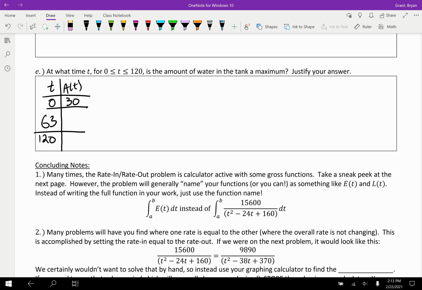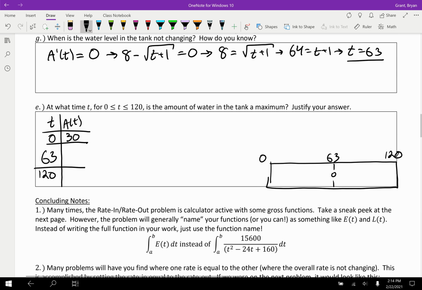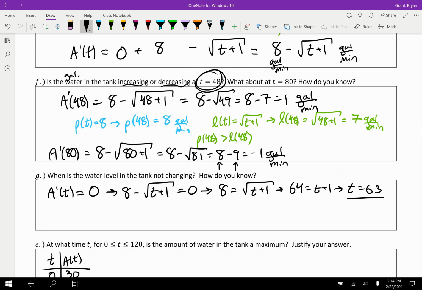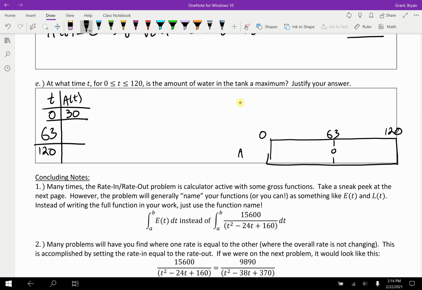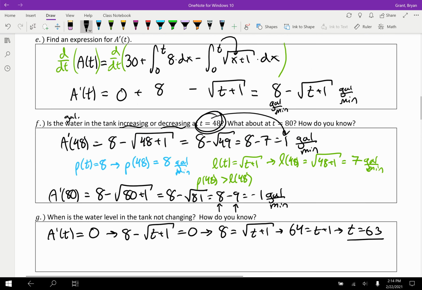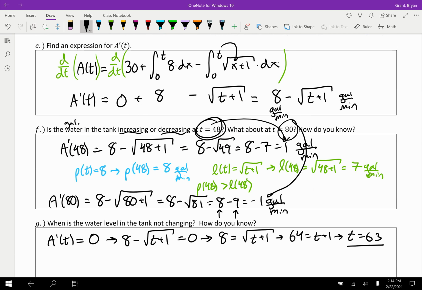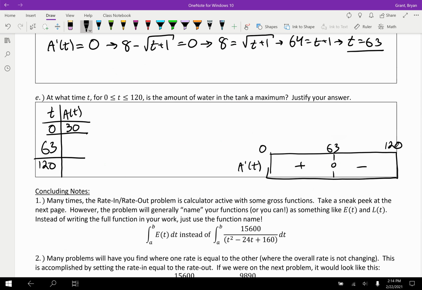And so here's how I do my sign chart, right? I just always like to use the box as my reinforcement here. We're going from 0 to 120. There's 1 critical point. We already found all of this. We know between 0 and 63, 48 is a value there, and I tried 48 in the derivative, right? We're trying to look at the signs of the derivative, and that was positive. We also checked 80, and 80 was negative. And so I've had to do no math so far on this.